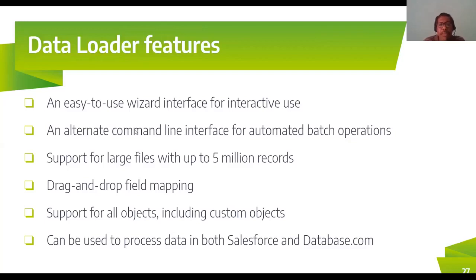So sometimes it says that large files with up to 5 million records it can do. But the maximum is 5 lakhs, though it says that still we can go up to 5 million records, right? So the features are an easy-to-use wizard interface for interactive use, and an alternative command line interface for automated batch operations. Using the command line interface, we can do batch operations here. Supports large files up to 5 lakh records or 5 million records.